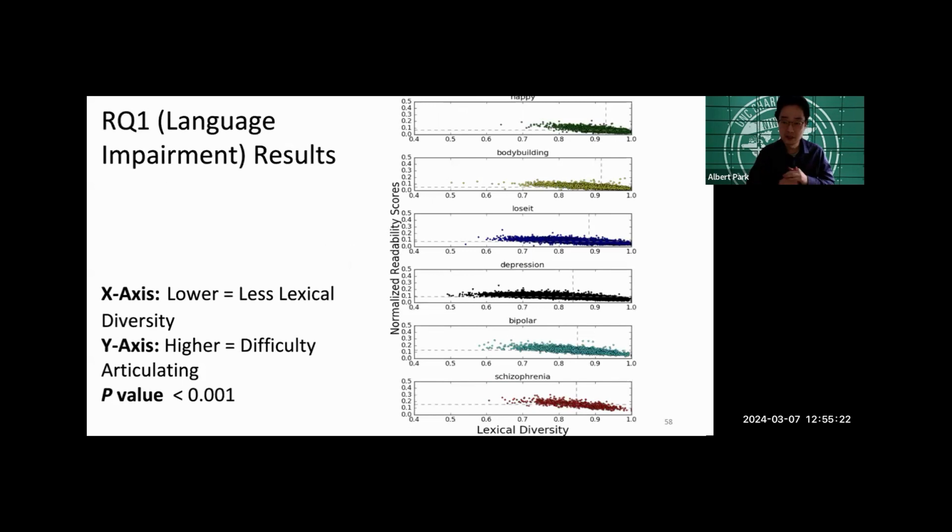So here is the result. If you follow the gray dotted line in each of the scatter plots, you can see a clear difference between the first three communities, which are the regular health communities, versus the three mental health communities. The regular health communities clearly have more lexical diversity, which is shown on the x-axis, and fewer issues with articulating ideas and poor sentence structure, which is shown on the y-axis. And the difference is significant.